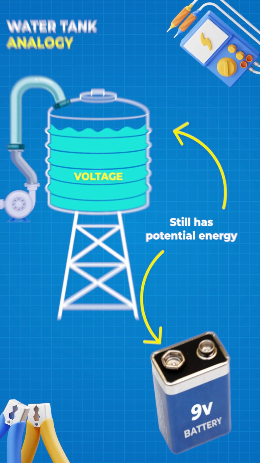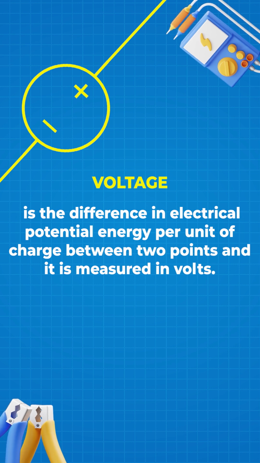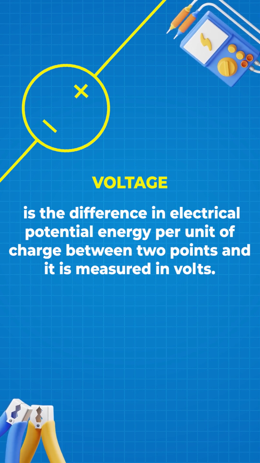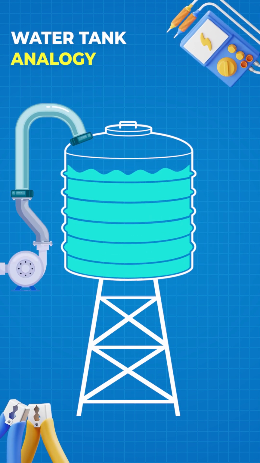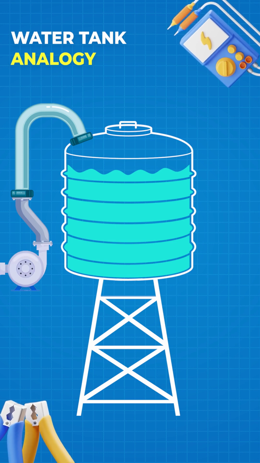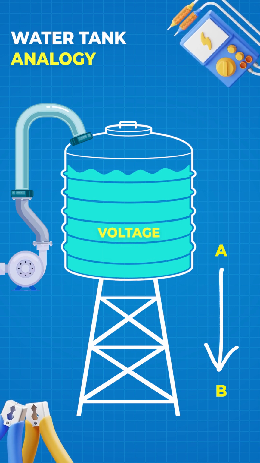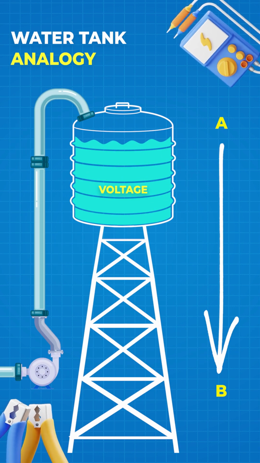If you remember the earlier definition of voltage, we learned that voltage is the difference in electrical potential energy per unit of charge between 2 points. In the case of the water tank, when we talk about potential energy, we are referring to the force of gravity that pulls the water from point A to point B. The potential energy, which we can also call voltage, will increase if we increase the difference between the 2 points.